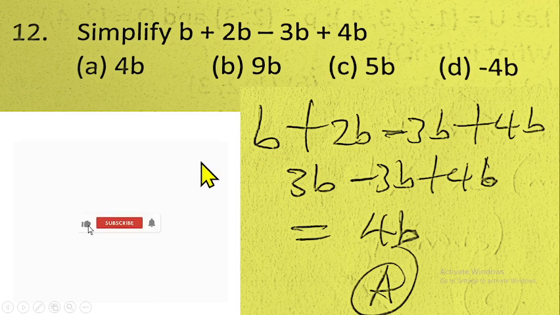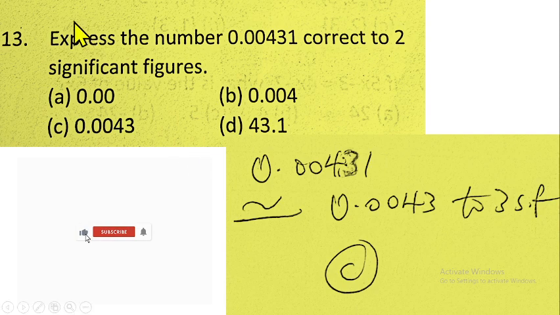Question number 13 is what you are seeing on the screen right now, and it's still on approximation. We have to express 0.00431 correct to two significant figures. So the second significant number here is 3. So that means you need to look at the number after 3. Is it up to 5? No. Then round it down and keep this 3. So that will give us 0.0043 as the answer. So that means option C is the correct option for question number 13.